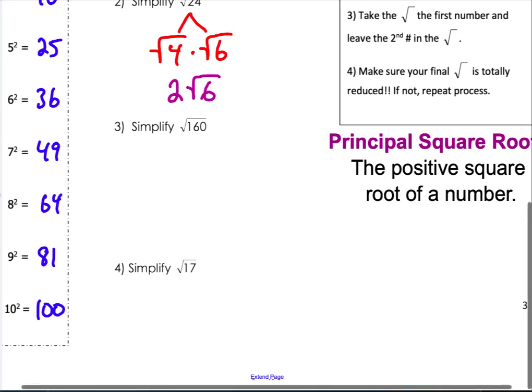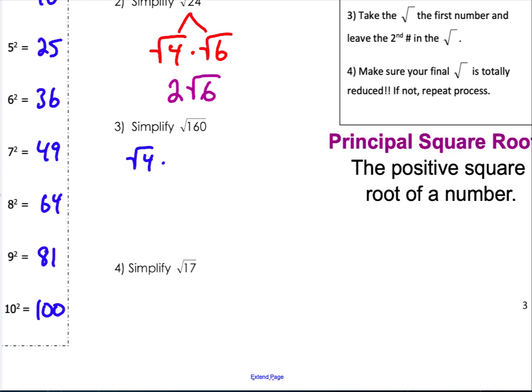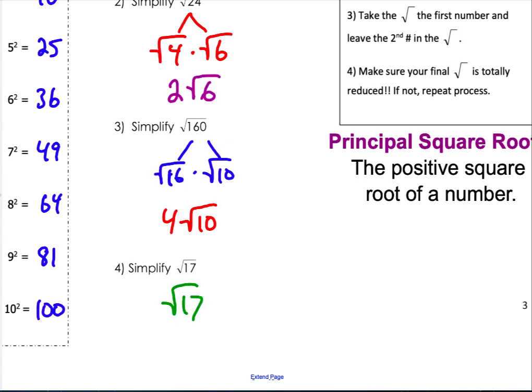Next one, number 3, square root of 160. There are a couple of ways of going about this one, but you look for what you can find. Some people might do it as the square root of 4 times the square root of 40, and then we could break that down farther. Some of you might see a 16, that's a perfect square, times the square root of 10. Square root of 16 is 4. Square root of 10 is just square root of 10. And then the last one, square root of 17. Well, 17 doesn't have any perfect square factors, so it just stays square root of 17.